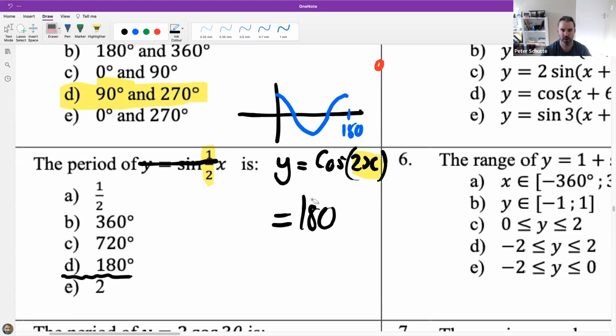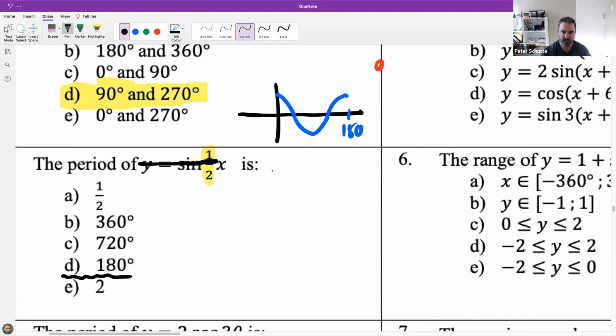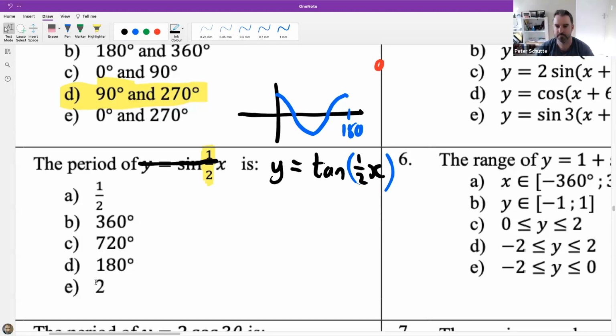Let's do one more before I move on. What is the period going to be of y equals tan a half x? So what is the period going to be of tan a half x? And you need to choose from those 5 options there.